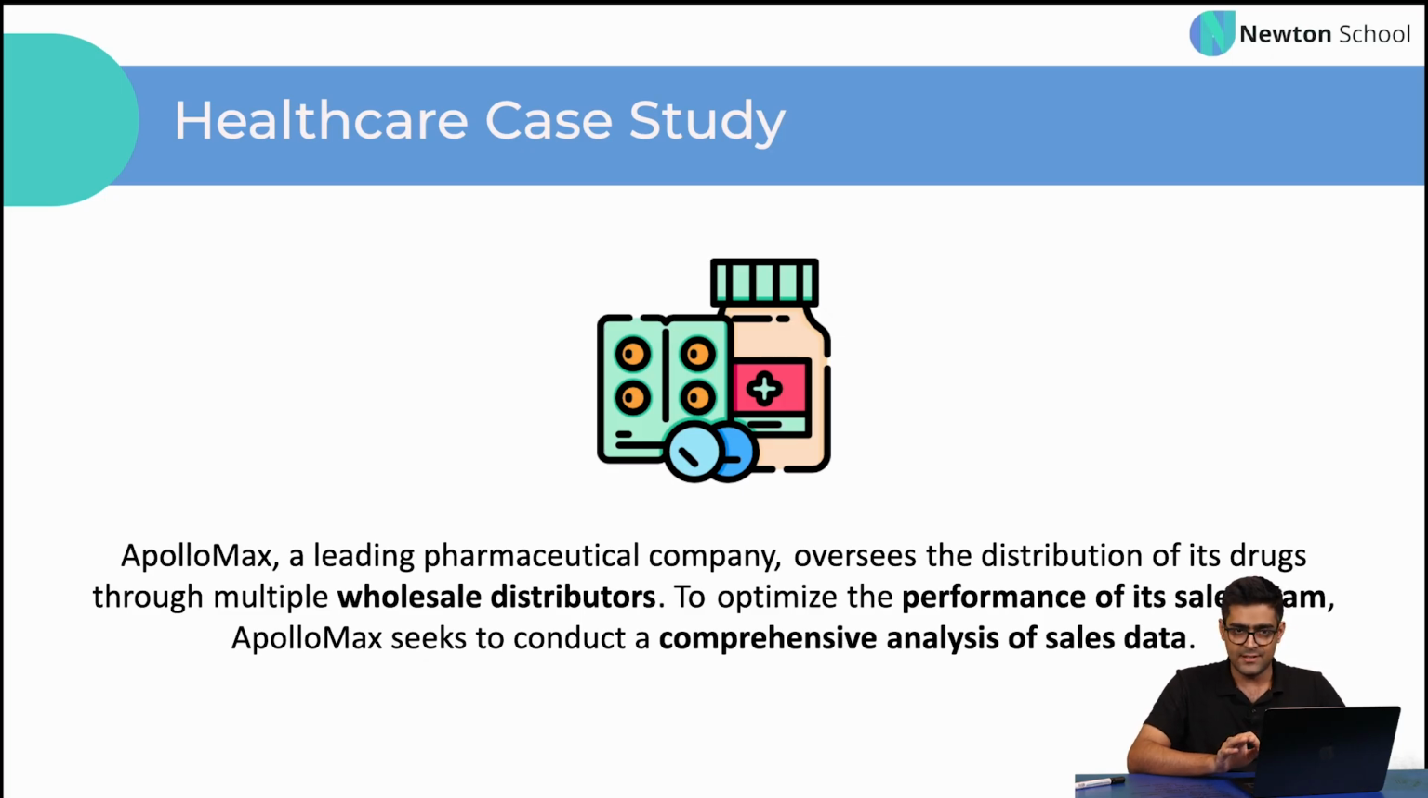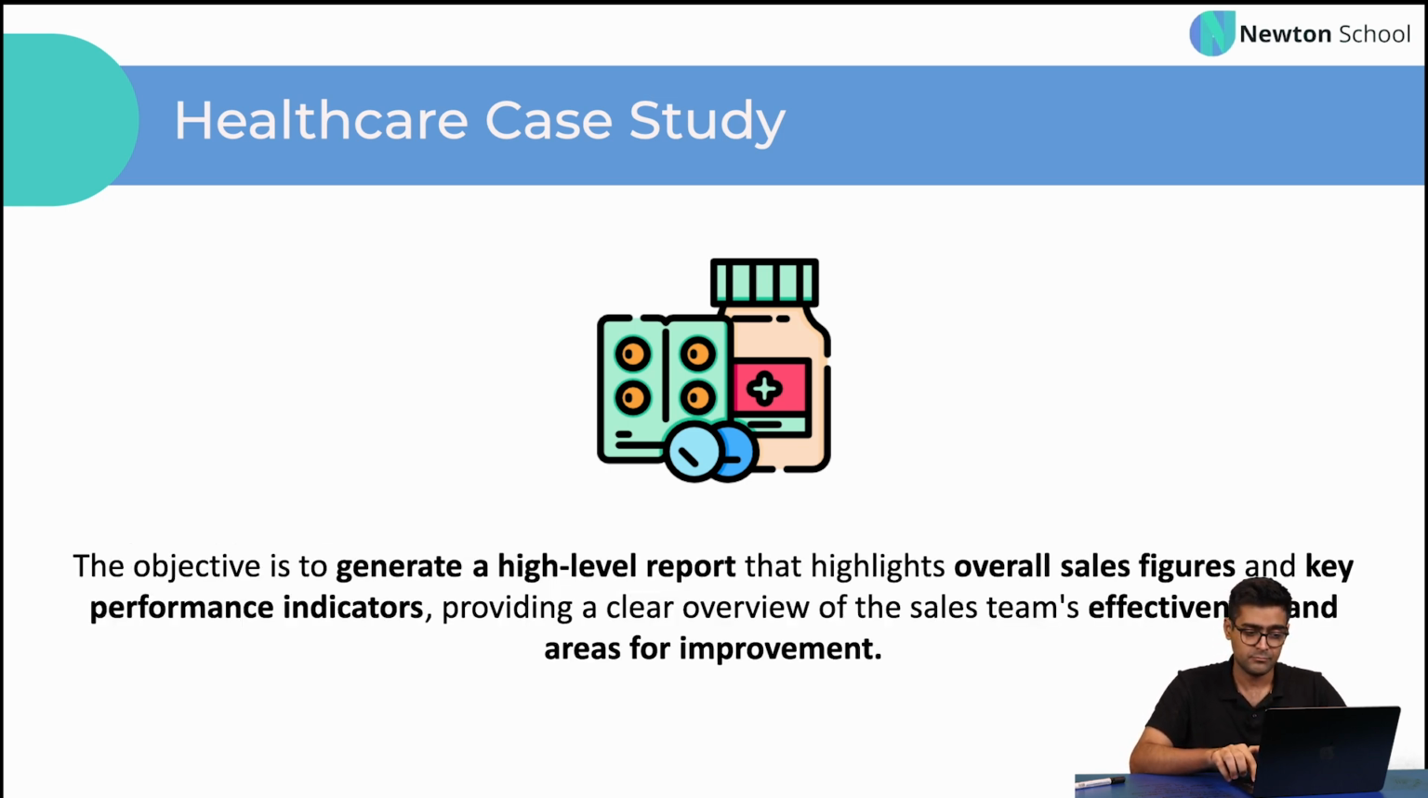So this is a case study for a company called Apollo Max. It's a leading pharmaceutical company and oversees the distribution of its drugs through multiple wholesale distributors. So the data is centered around wholesale distributions. To optimize the performance of its sales team, Apollo Max seeks to conduct a comprehensive analysis of its sales data. So the data you have is of sales and it is centered around wholesale distributors. I hope that is very clear.